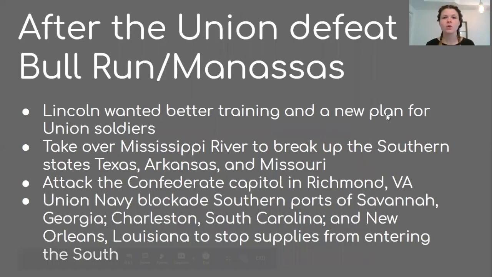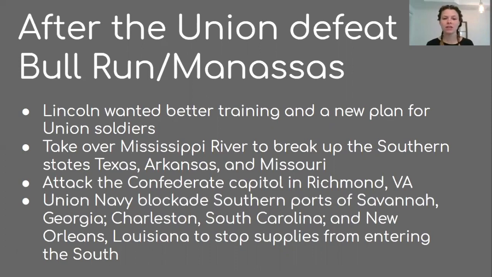Okay, so after the Union gets defeated at Bull Run, Manassas, they've got to come up with a plan. Lincoln wanted better training and a new plan for his Union soldiers, and this is what they come up with. First, they want to take over the Mississippi River. This is going to break up the southern states of Texas, Arkansas, and Missouri. Then they want to attack the Confederate capital in Richmond, Virginia, okay?